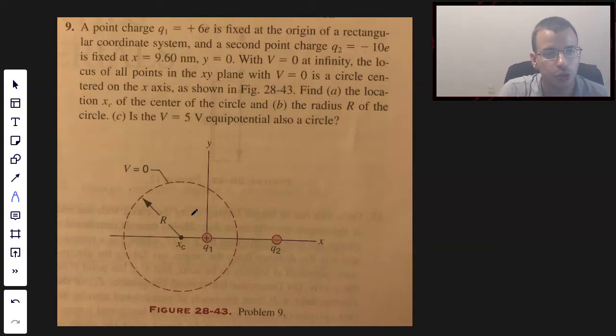A point charge, Q1, which is 6e, is fixed at the origin of a rectangular coordinate system, and a second point charge, Q2, which is negative 10e, is fixed at x equals 9.6 nanometers at y equals 0. Okay, so this is y equals 0, makes sense because it's on the x-axis. With voltage equals 0 at infinity, the locus of all points also is V equals 0. Okay, so this tells us how we can define, this basically says that voltage equals kq over r.